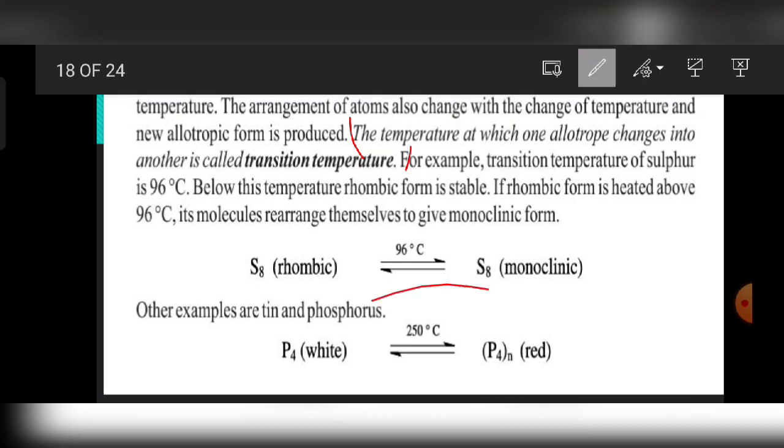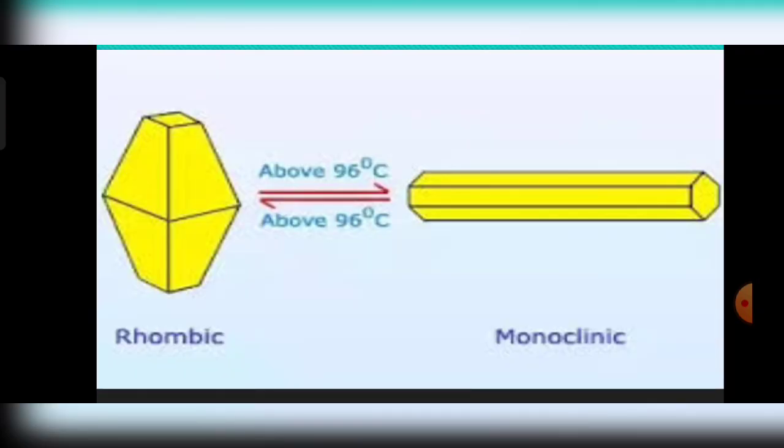You can see here that this is the rhombic shape and this is the monoclinic shape. When we heat the sulfur at 96 degrees Celsius, it will change into monoclinic, and below 96 it will remain in rhombic form. This 96 temperature is called the transition temperature.